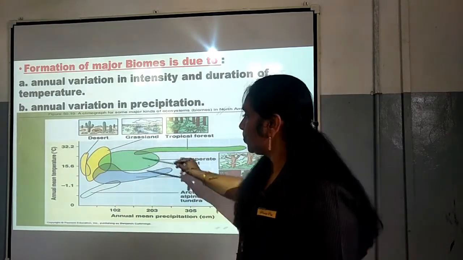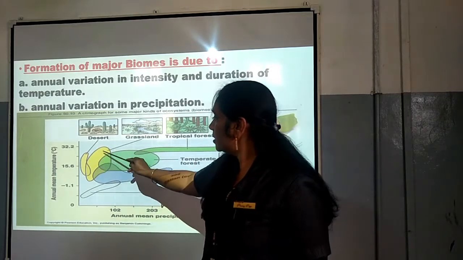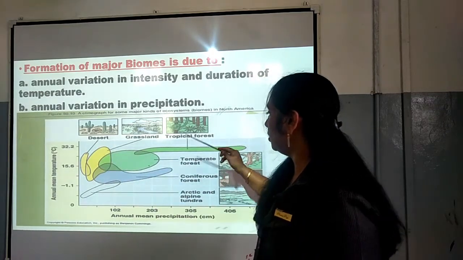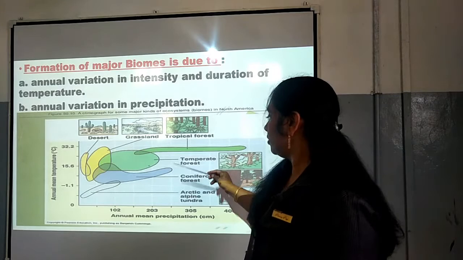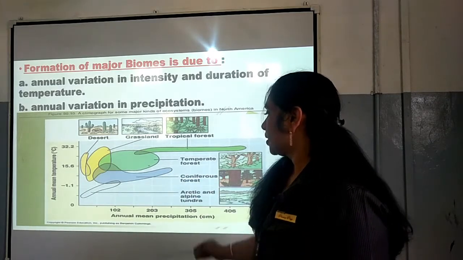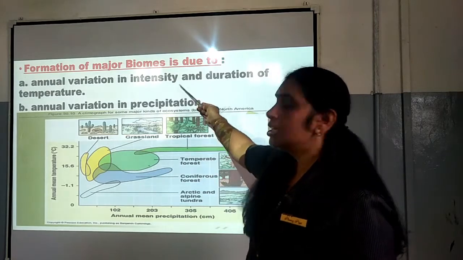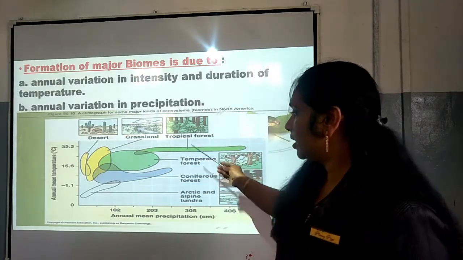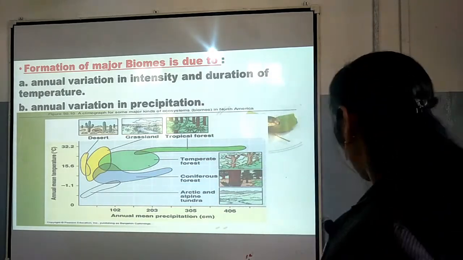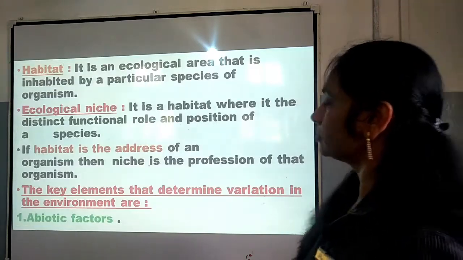You can see here, this is the desert biome, this is grassland, tropical forest, this is a temperate forest, coniferous forest. So, all these are the biomes which are formed due to these two reasons. This figure is very important, you have to study it.